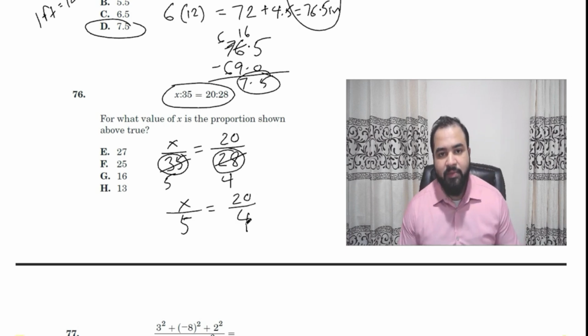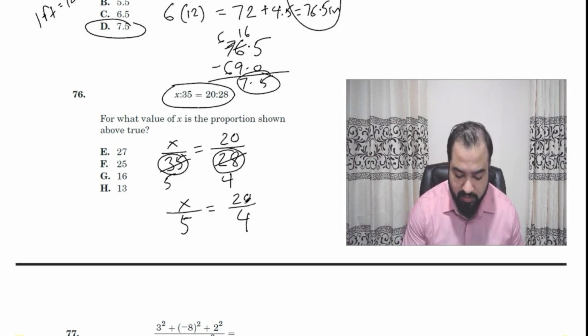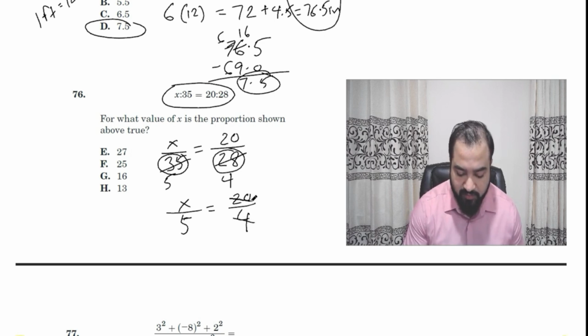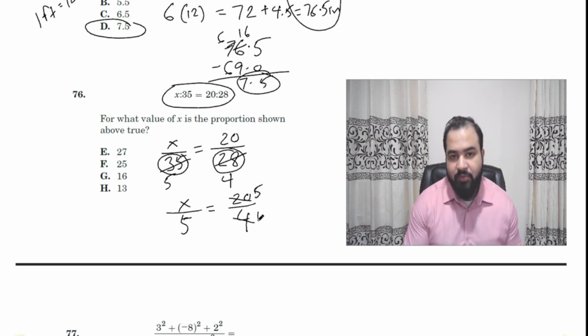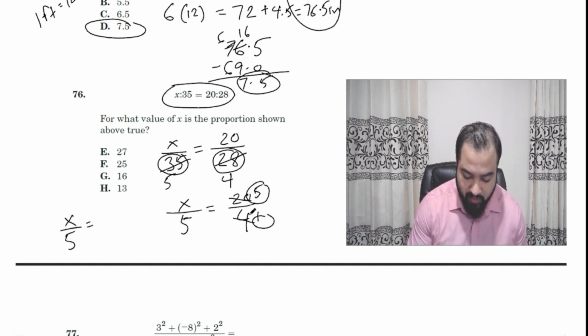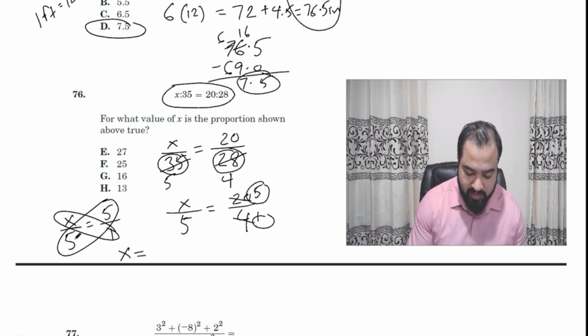Now we can simplify this one even more. Take a look at 20 over 4. 20 divided by 4 is just 5. So we can simplify 4 and 20, which gives you 5 over 1. So our final proportion is x over 5 on this side, and 5 over 1 on the right hand side. Now in order to solve this, we can cross multiply. So x times 1 is x, is equal to 5 times 5, which is 25.